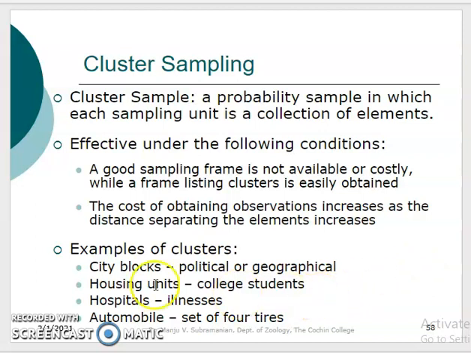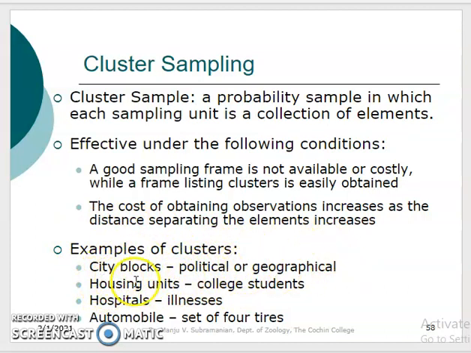For example, clusters such as city blocks based upon political or geographical units, housing units, college students, hospitals based upon illness, then an automobile, that is a set of 4 tires. So these are the clusters. City block, there may be different cities. For example, Kochi city is one city. Then Thrissur city you can take, Alappuzha city you can take, Kottayam. Likewise, these are the city blocks, and from those city blocks you can choose any political or geographical area.